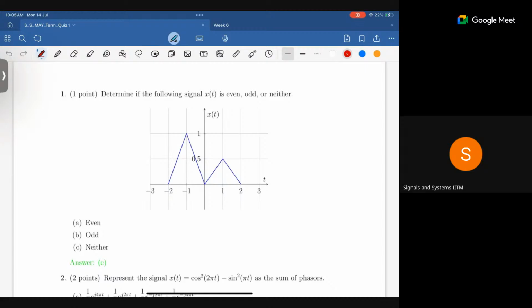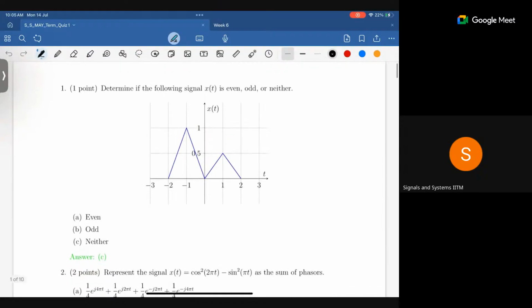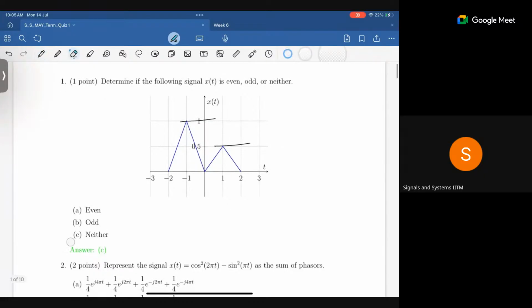The first one is easy, no? Whatever the question that you guys are seeing, whether this x of t is even, odd, or neither. As you can see on the screen, the answer is neither, right? You can see there is a height difference between these two peaks. So even if you flip with respect to x-axis and then y-axis also, you will not get back the same curve. Therefore, it's neither even nor odd.